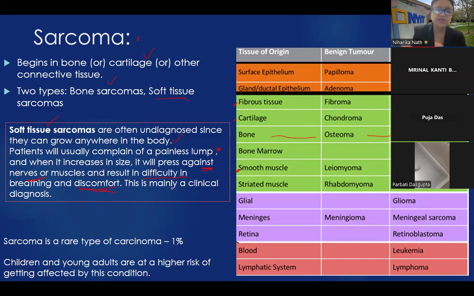But otherwise, until it gets bad, it's just hard to find or to diagnose. Okay. And so sarcomas are not very common, they are rather less. They are really just 1%. Not only adults, but also young children can be affected by this condition. Okay, so amongst the carcinomas, amongst the cancers, this is typically a little bit low in numbers.